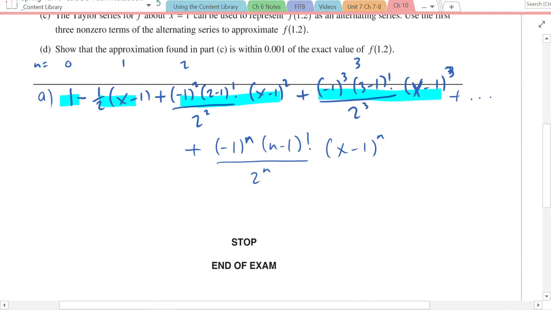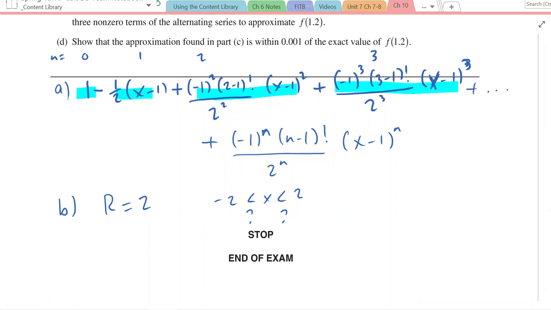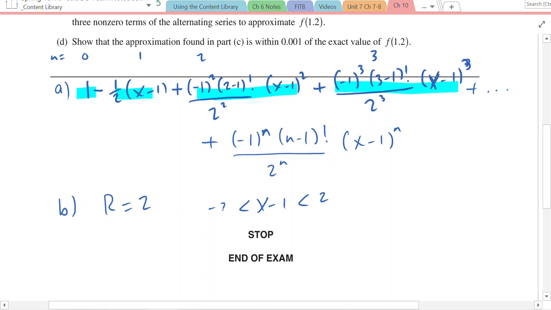Okay, so for part B, we have that r is equal to 2. That means my radius of convergence is going to be -2 to 2. And the only question mark is, does it converge at the two endpoints? Oh, wait. That was really silly of me. This is as I was doing for Maclaurin. This is x minus 1 is between 2 and -2.